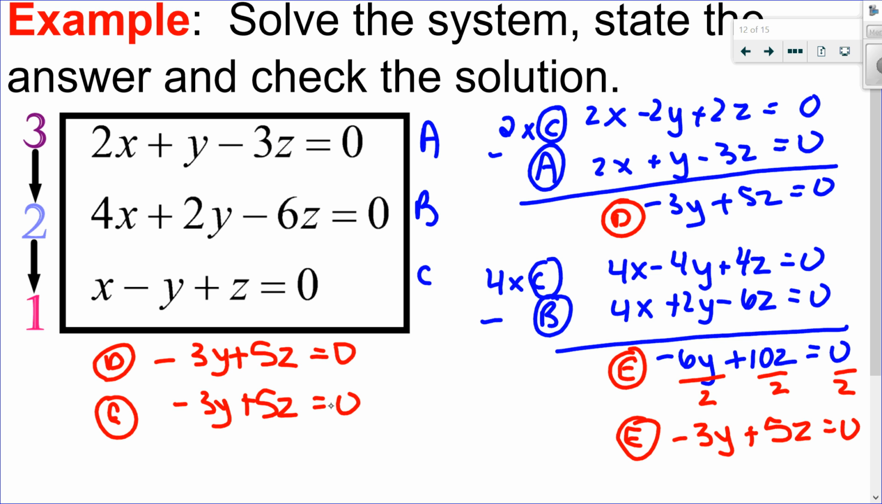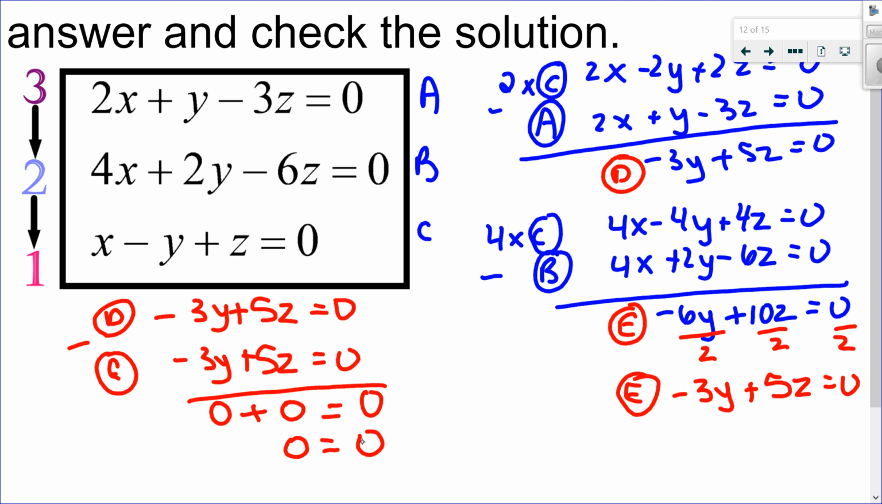And hopefully you can notice those are the exact same equations. So if I subtract them term by term, I will subtract them because they're the same here. Negative 3y take away negative 3y is 0, plus 5z take away 5z is 0, equals 0 take away 0 is 0. So all my variables go away, which definitely tells me I have not one solution.